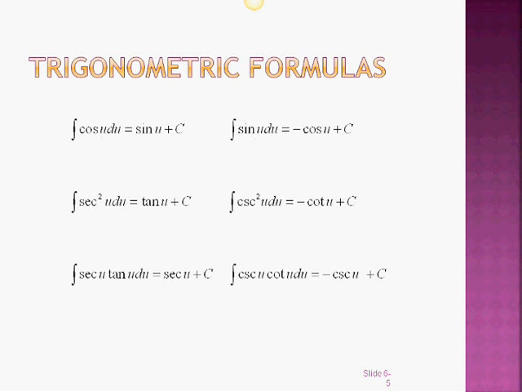Trigonometric formulas. These are all just your derivatives backwards. The integral of cosine is sine plus c. The integral of secant squared is tangent plus c. The integral of secant tangent is secant plus c. The integral of sine is negative cosine. The integral of cosecant squared is negative cotangent. And the integral of cosecant cotangent is negative cosecant. These are all just the derivatives that we learned earlier. We are now just going backwards and saying what their antiderivative is.